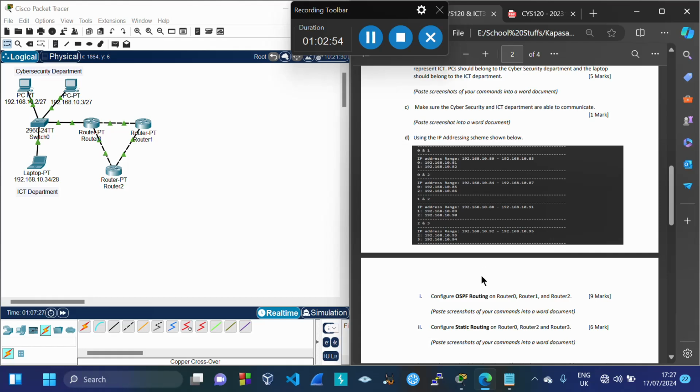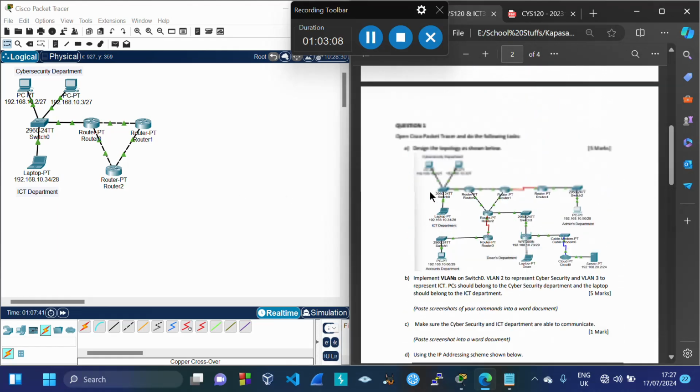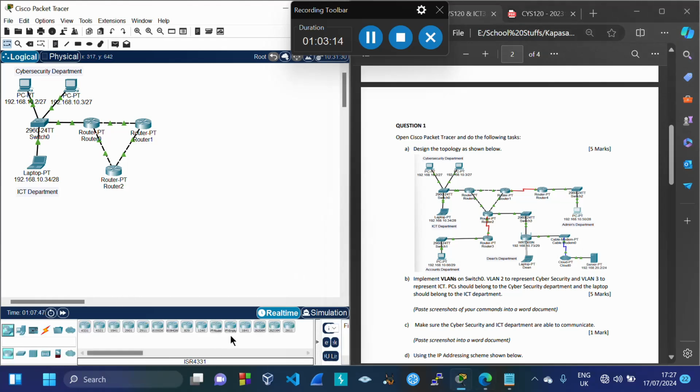You can proceed. So question D2, we are saying configure static routing on router 0, 2, and 3. So far we have router 0, 2, but we don't have router 3. So let me go back to my topology. So router 3 is here. It's a PT router again. I'll get a PT router to represent router 3. But it's connected to a switch, so I'll put a switch there. Then again, a switch is connected to a PC, so I'll drag a PC like that.